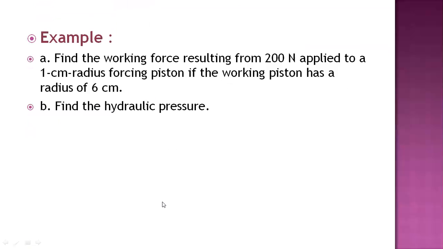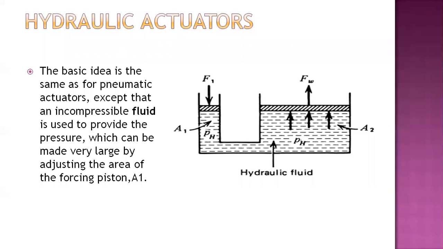Here also you can find the hydraulic pressure pH. It is given by pH equals F1 divided by A1, where F1 is the applied piston force and A1 is the forcing piston area. And this pressure is transferred equally throughout the liquid. So the resulting force on the working piston will be Fw equals pH times A2.